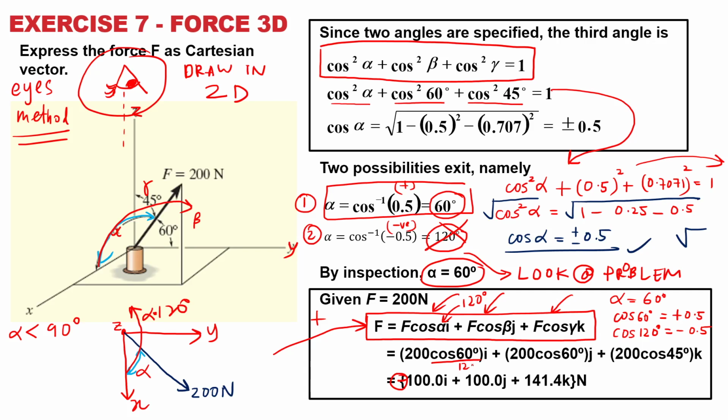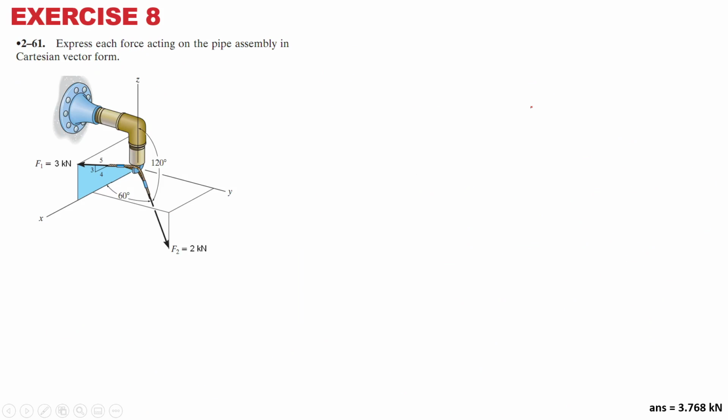When you key in 120, it's automatically going to be negative 100i plus all this thing plus 141.4k. So that's how you do it. So you might want to test it again, do all this thing again, or we can move on to the next question.